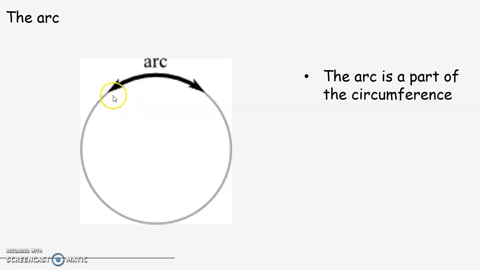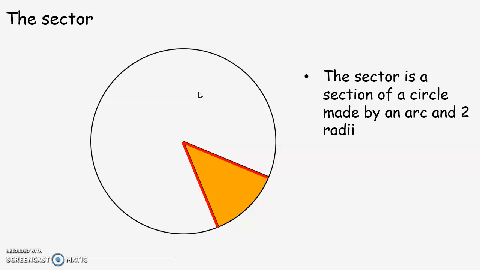The arc then, really easy. The arc is just a part of the circumference. So it's just the edge along here, it's part of our circumference, just a little part of the edge of our circle. And lastly, our sector. A sector is made of an arc, which is this part here, and 2 radii. So remember, our radius will start at the center point and go to our circumference. So I could have a sector that starts here and maybe goes over here. That'll be a sector. Okay?